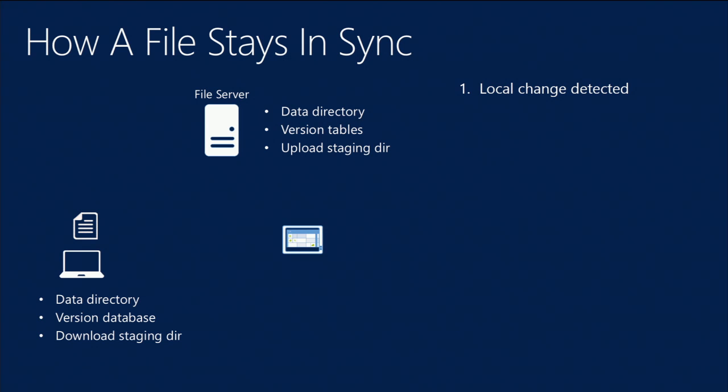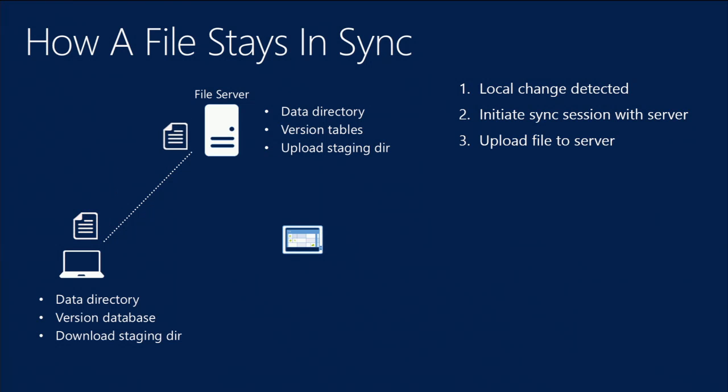We then detect some local change on a client. It could be a change to an existing file. It can be a deletion of a file or the creation of a new file. The client initiates a connection to the server and uploads that file to the upload staging directory. Now the file's there, regardless of what happens with the rest of the sync session. The server has a copy. The server will then, independent of the client, try to apply it to the data directory.